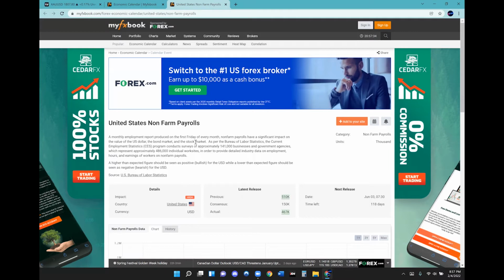So it's important for us to stay up to date with news as day traders so we don't get caught in sharp price movements that we did not anticipate, right? We can avoid incurring massive losses that were not needed, and we could stay out of the market, or if we were to trade, we would trade in the direction that we anticipate the news to go, right? For non-farm payroll, a higher than expected figure should be seen as positive or bullish for the US dollar, while a lower than expected figure should be seen as negative or bearish for the US dollar, right?